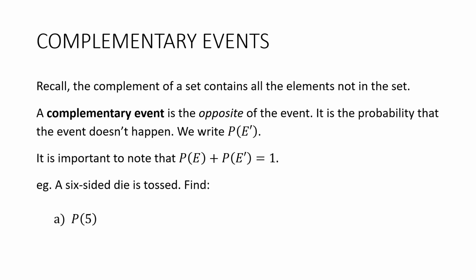Here's an example. A 6-sided die is tossed. Find the probability that we throw a 5. That, of course, is 1 out of 6. Find the probability that we don't throw a 5. That has to be 5 out of 6.